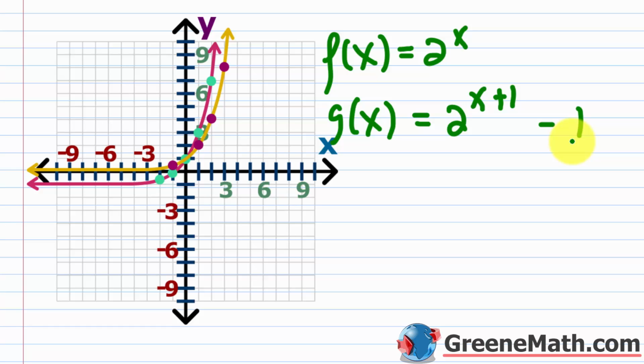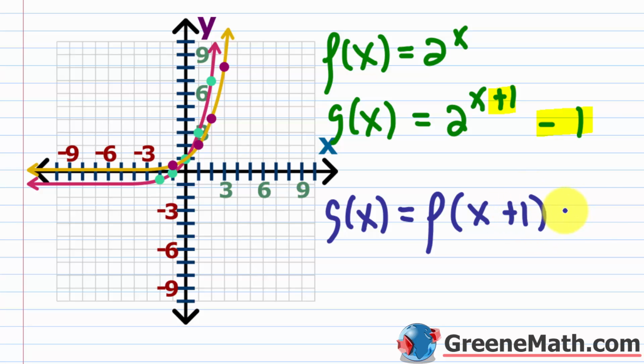Okay, so we're going to have a horizontal shift 1 unit to the left. That's what that plus 1 is going to do right there. Let me highlight that. And you're going to have a vertical shift down by 1 unit. That's what that minus 1 is going to do. Remember how you think about this. We could say that g of x is equal to f of, in this case, it would be x plus 1 and then minus 1.